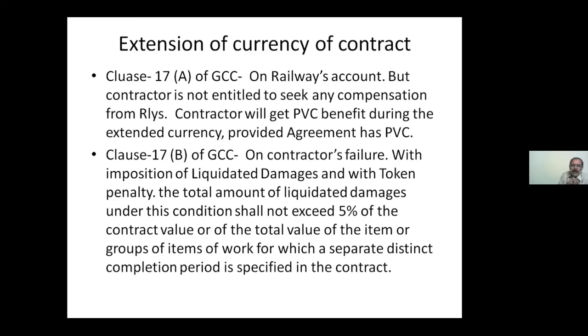So a question may come: what is the maximum liquidated damages that can be recovered from the contractor if extension is granted under 17B? It is 5%. That's all. It should not exceed 5%.